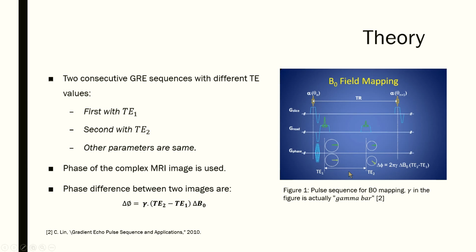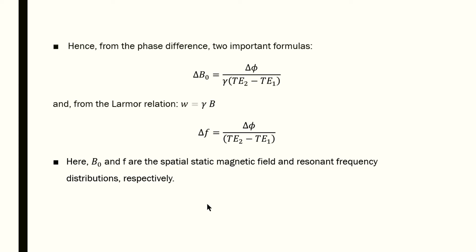After the second execution, the phase difference between the two images is shown by this formula: delta phi equals gamma times (TE2 minus TE1) times delta B0. As we rearrange that formula, we can see that delta B0 is equal to this. From the Larmor relation, we can also say that the delta F inside the image is related to delta phi. But keep in mind that this is not B0, this is delta B0. This is the deviation from the nominal value of B0 or the resonant frequency. For example, 3 Tesla for B0 and 128 megahertz for the resonant frequency. I will explain this in a later slide.